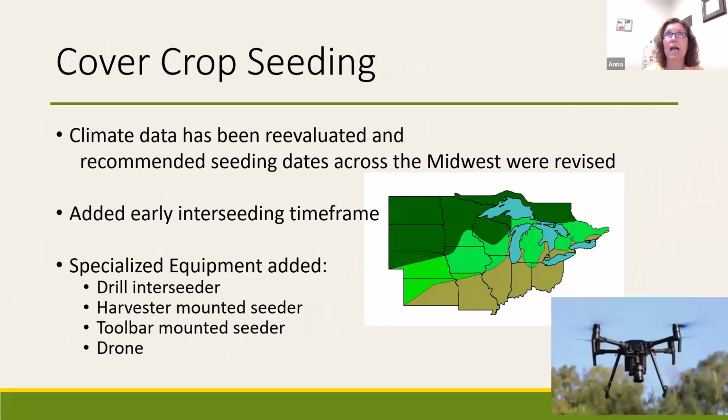So within the field guide, we've got a section on cover crop seeding. We've updated the climate data for the third edition. And so we've revised this map of the US Midwest for seeding timeframes. We added an early interseeding timeframe, and we've added some specialized equipment like a drill interseeder, harvest mounted seeder, toolbar, and drone.